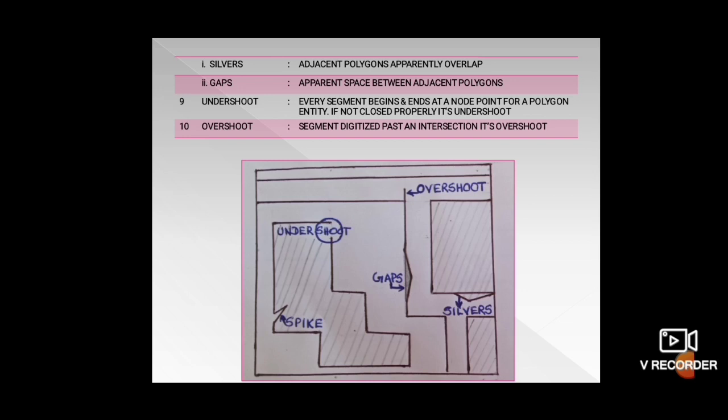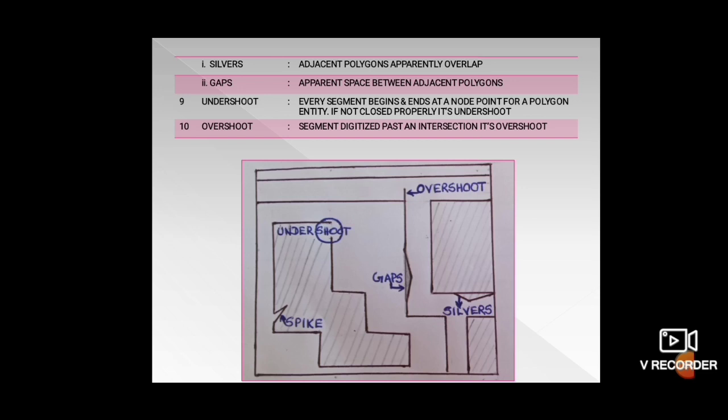In the case of a gap, an apparent space between the adjacent polygons occurs. The operator has missed out digitizing a few areas of the plot, and this has created a gap. So slivers and gaps are the most common errors that occur in a GIS dataset.